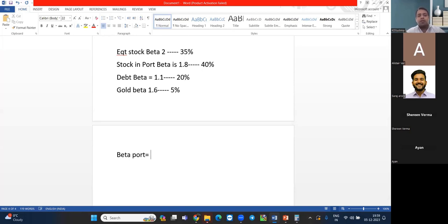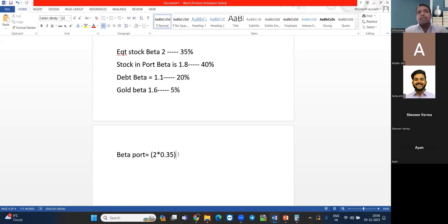The beta of the portfolio would be the beta of each individual asset multiplied by its weight. So 2 multiplied by 0.35, and similarly multiply all the betas by their weights and add them up. That is simply what beta allocation is, and that will be the new beta of my portfolio. Beta is basically volatility, not risk. How volatile is my portfolio? So I can rearrange the volatility.